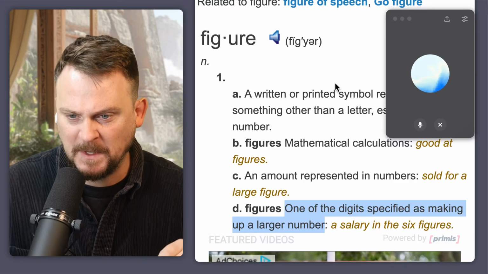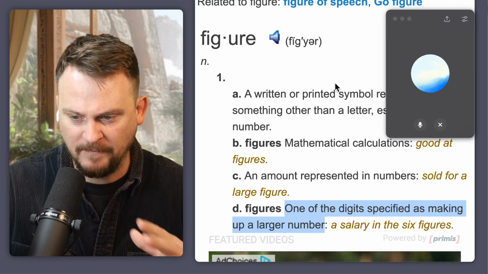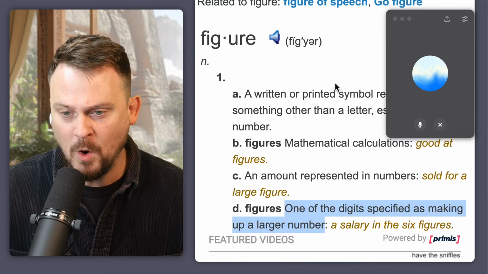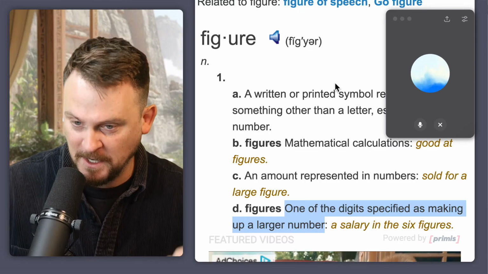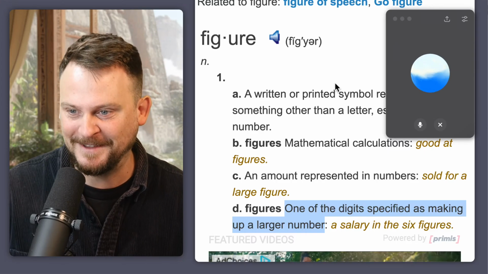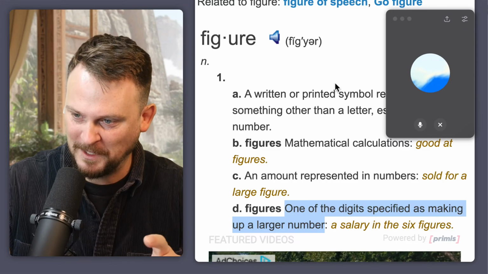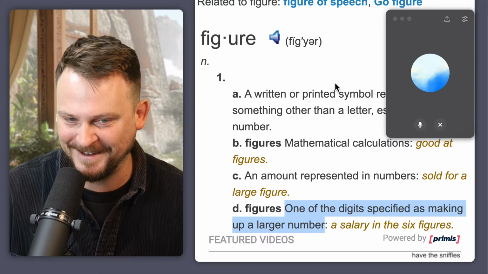So one of the digits specified as making up a larger number is that you have the larger number. Let's say it's 500,000. One of the digits making up that larger number is 5, and another one of the digits making up that number is 0. In fact, there are 5 zeros and 1 5, but that doesn't matter because totally there are 6. 1, 2, 3, 4, 5, 6. So you're just counting them. Is that right?